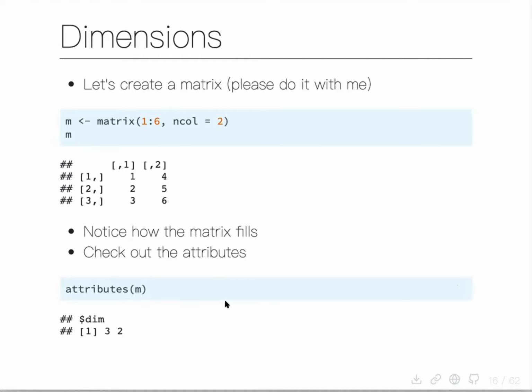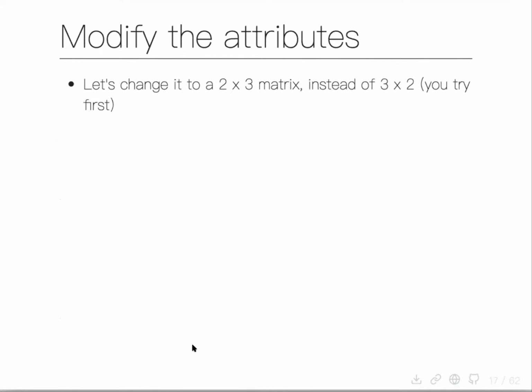And dim stands for dimensions, right? And that has 2 values, 3 and 2. So this is an integer vector that has 3 and 2. So this means this matrix has 3 rows and 2 columns, right? We can modify those attributes directly through this and get a different result. Okay, so let's change it to a 2 by 3 matrix instead of a 3 by 2. You go ahead and try first. See if you can do this without looking at the slides ahead, ideally.